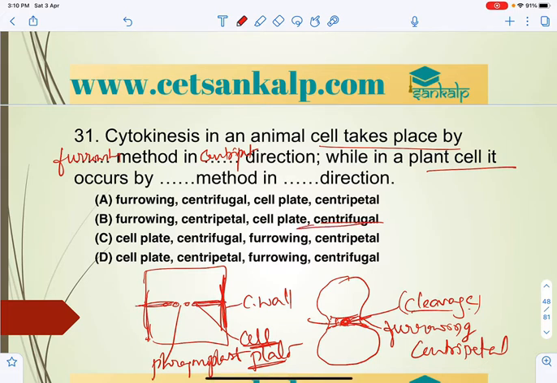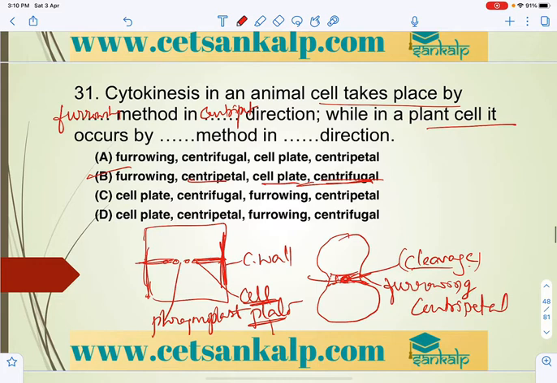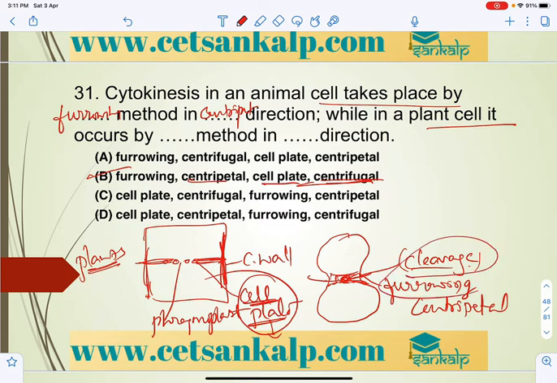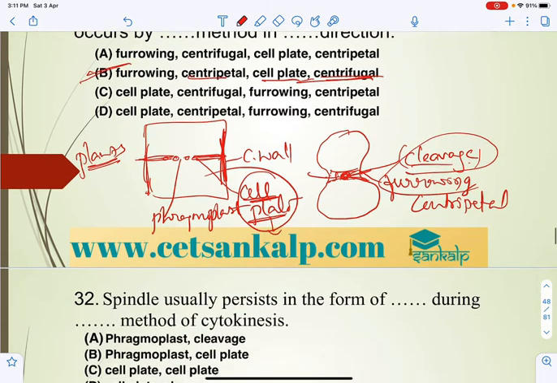So the answer for question 31 is furrowing, centrifugal, cell plate, centrifugal. This cell plate further develops into the cell wall, so cell wall formation in the case of plants. With the help of cell plate formation. Here it is a cleavage furrow, so the answer is B.